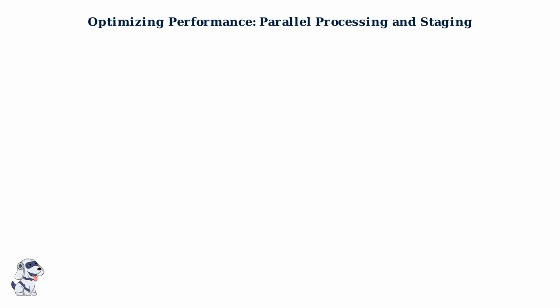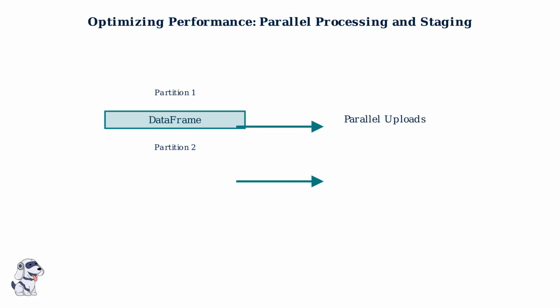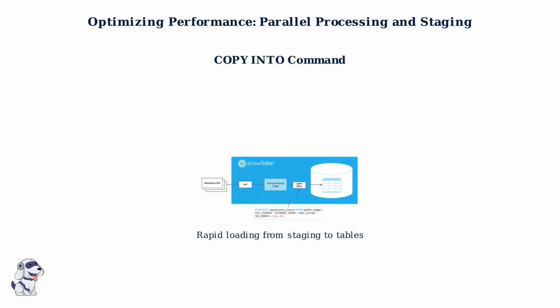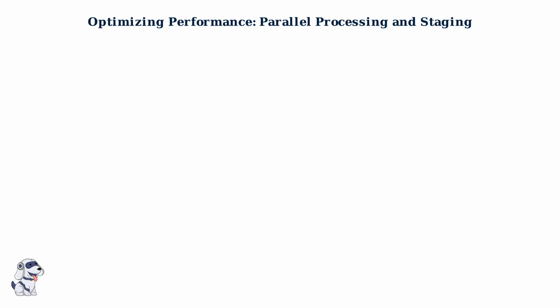To maximize efficiency in Pandas Snowflake integration, start by partitioning data frames for parallel uploads. This divides large datasets into smaller chunks that can be processed simultaneously, significantly speeding up the transfer process. Leverage Snowflake's copy into command for rapid data loading from staging areas. This command efficiently transfers data from external stages into Snowflake tables, handling bulk inserts with optimized performance.